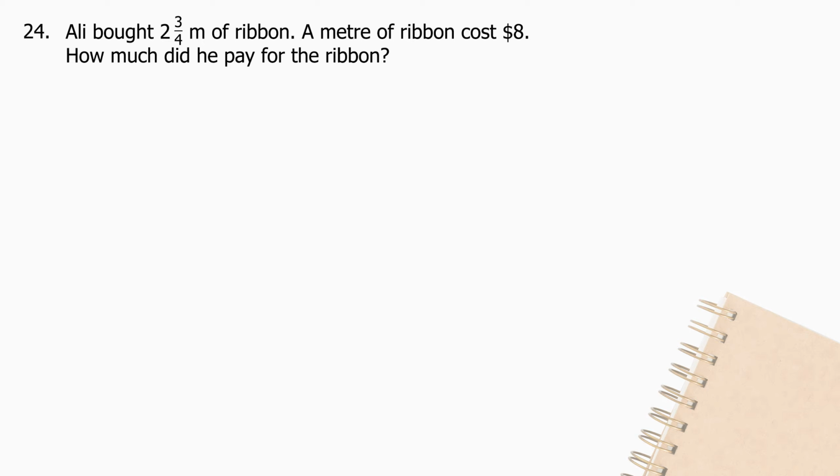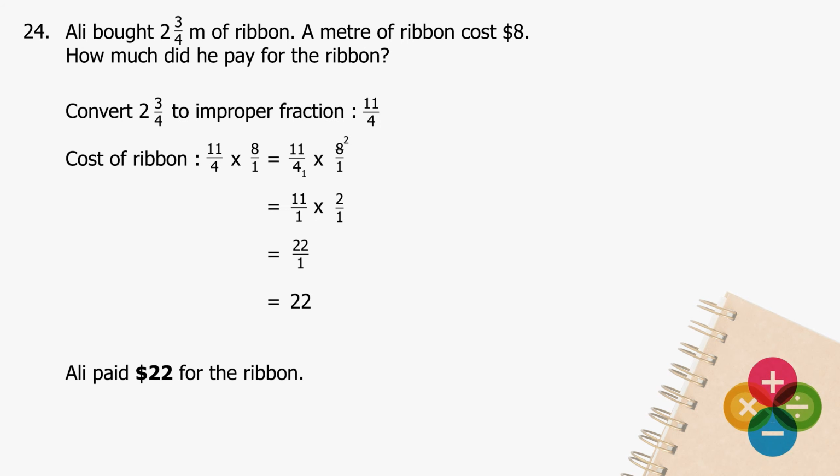Question 24. Ali bought 2 3/4 meters of ribbon. A meter of ribbon cost $8. How much did he pay for the ribbon? Convert 2 3/4 to improper fraction will be 11 over 4. The cost of ribbon will be multiply 11 over 4 by 8, and it is equal to multiply 11 over 1 by 2, and the product is 22. Ali paid $22 for the ribbon.